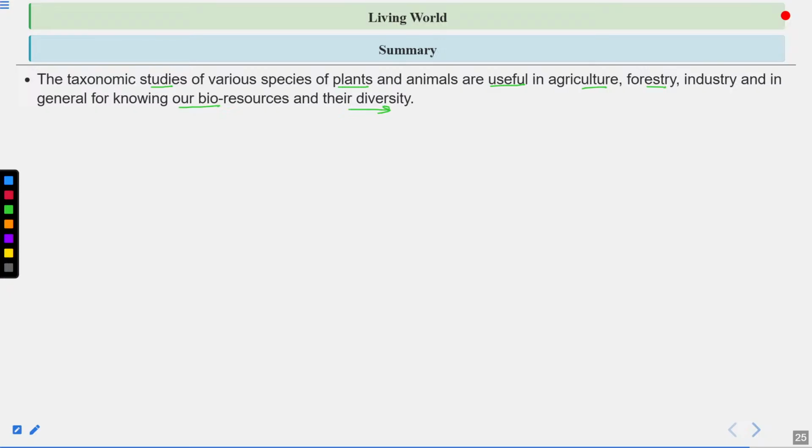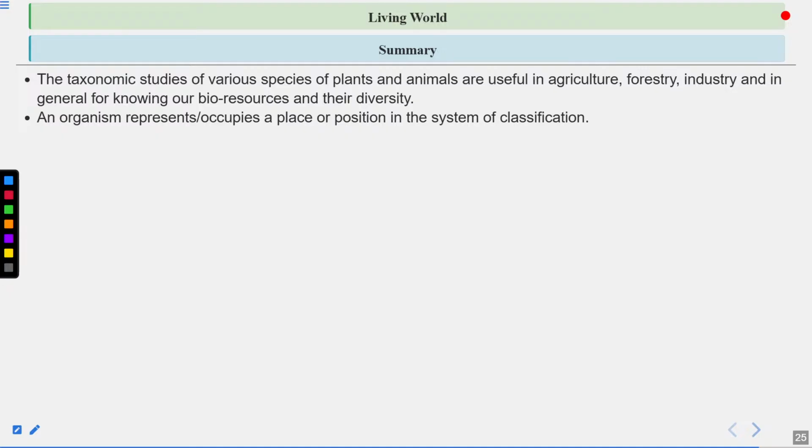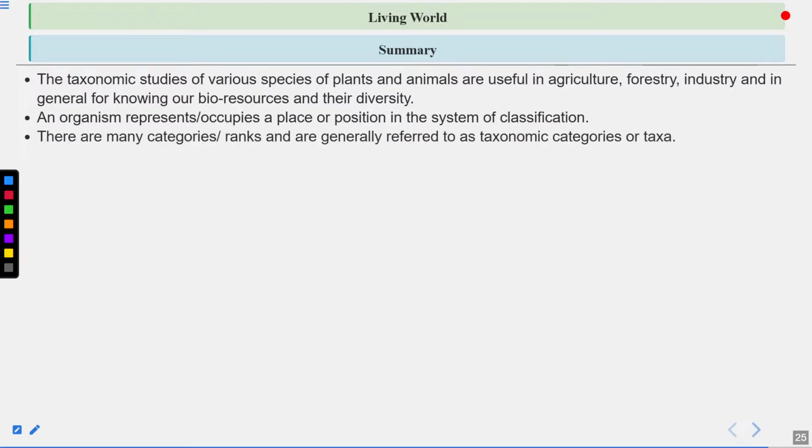Human beings are very curious. They want to explore more areas and discover new species, and these species can be used for human welfare. An organism occupies a place or position in the system of classification. So each organism occupies a particular place in the system of classification. All these categories that we were talking about represent a rank or level. There are many categories or ranks, generally referred to as taxonomic categories, and each taxonomic category represents a particular rank.